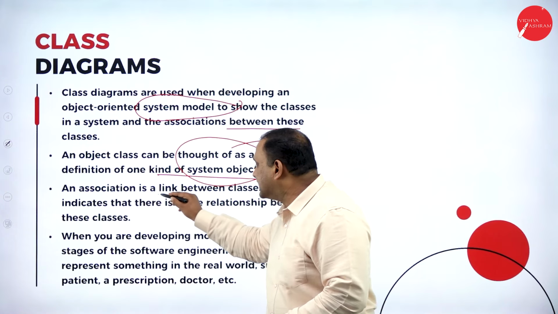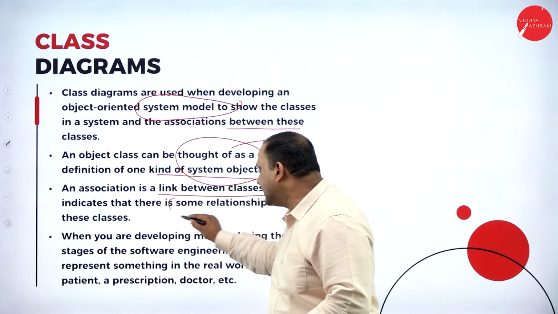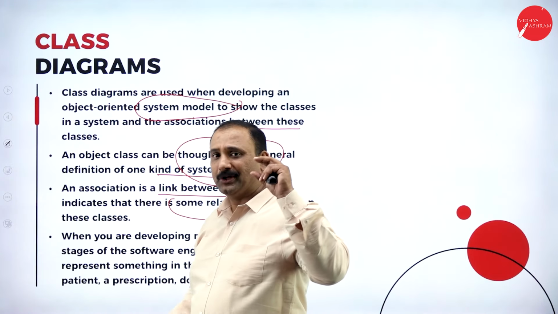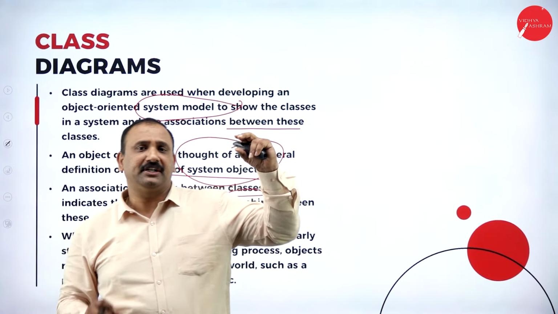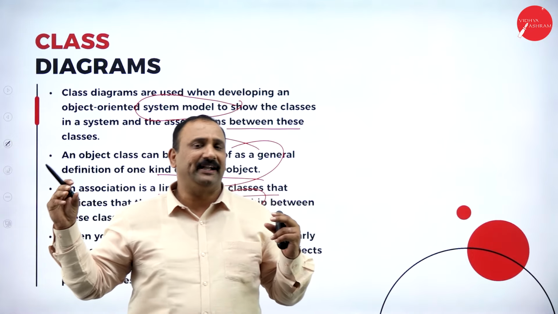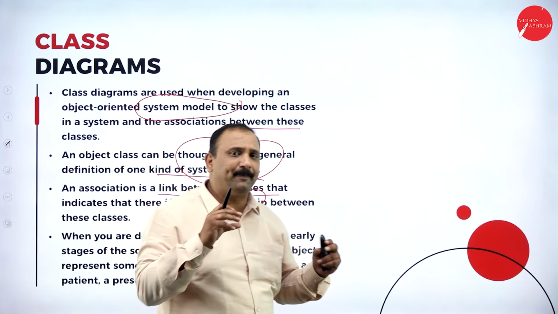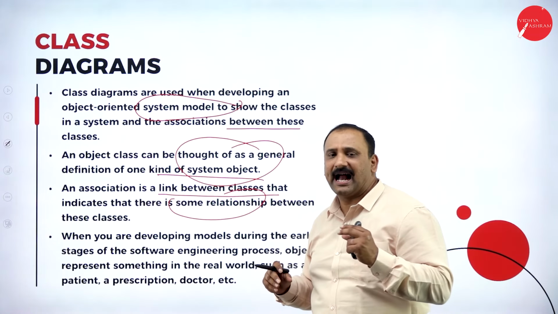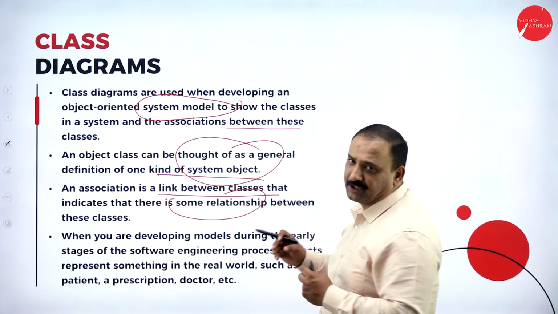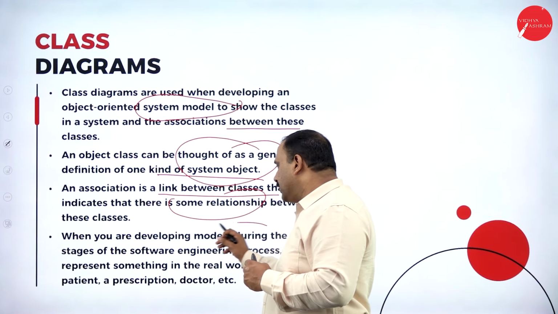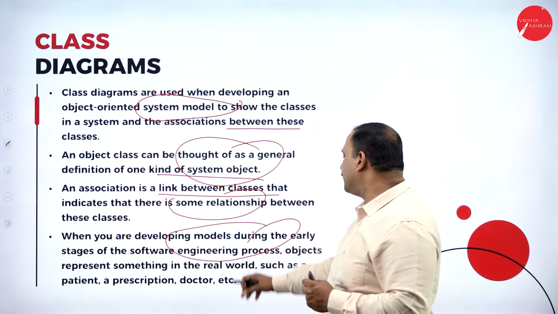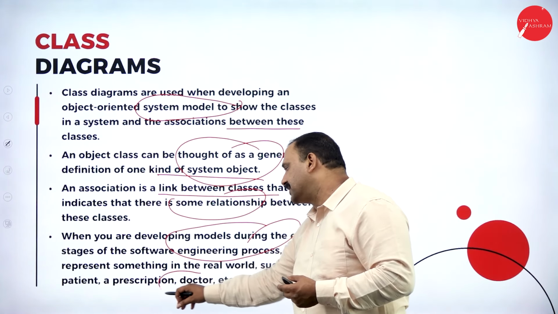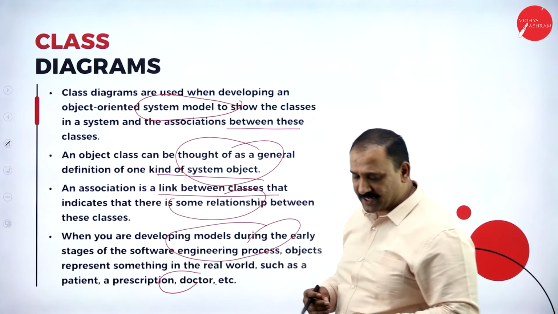An association is a link between the classes that indicates some relationship between the classes. So if the object is, let's say, the patient, the relationship to that patient would be the medical records. So now what is going to happen? We are going to define certain relationships so that we identify the actors and why they have been brought into the picture. When you are developing models during the early stages of software engineering projects, objects represent the real world, such as a prescription, a patient, a doctor, as I was trying to tell you.